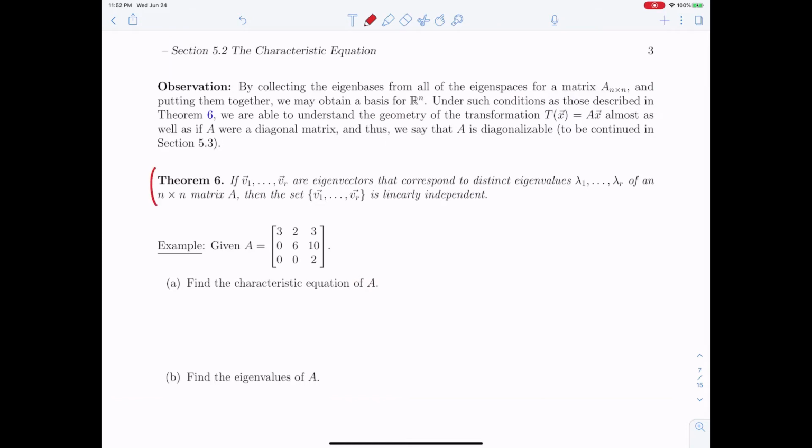So recall that we had the theorem in the previous section. For distinct eigenvalues, all these eigenvectors have to be linearly independent. So basically, if you collect all the eigenbases from each eigenspace for the given matrix, then you can potentially get a basis for R to the n. And in that case, we can think of the given linear transformation as almost similar to a diagonal matrix, and we call that matrix a diagonalizable matrix. We're going to talk more about that in the next section, but in this section, we're going to practice more finding the eigenvalues.